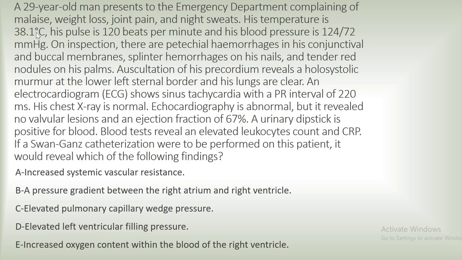However, they tell you that the echocardiography reveals an ejection fraction of 67%. This is normal, okay? So an ejection fraction of 50 or more is normal. 40 to 50 would be borderline, less than 50 is abnormal. So we don't have evidence of heart failure with reduced ejection fraction because the ejection fraction is normal.